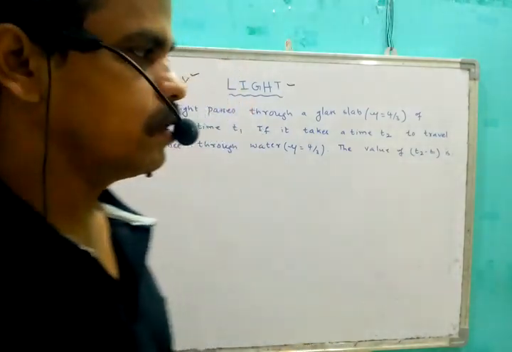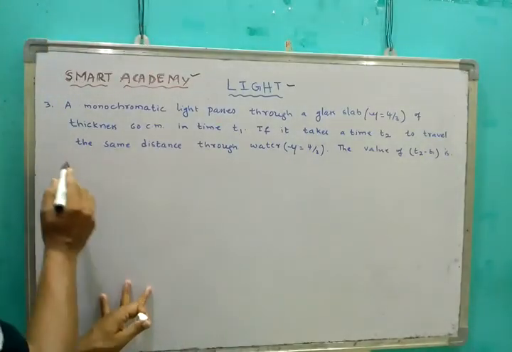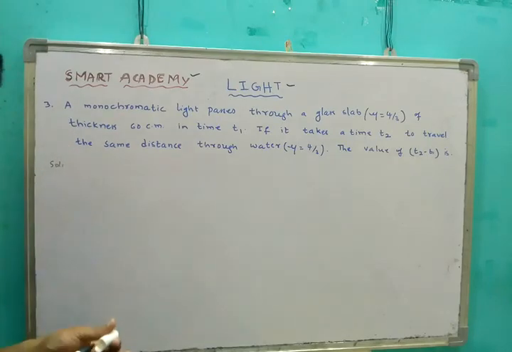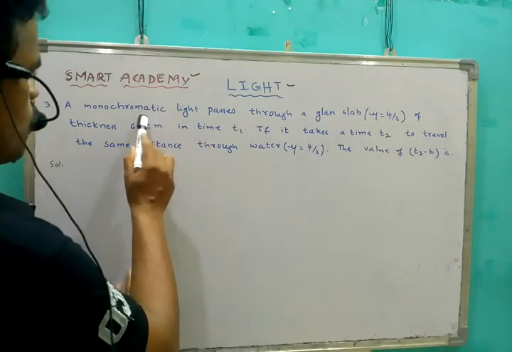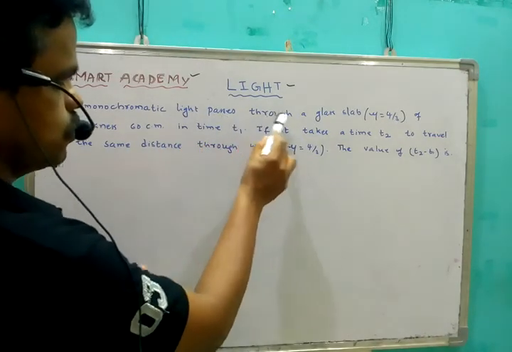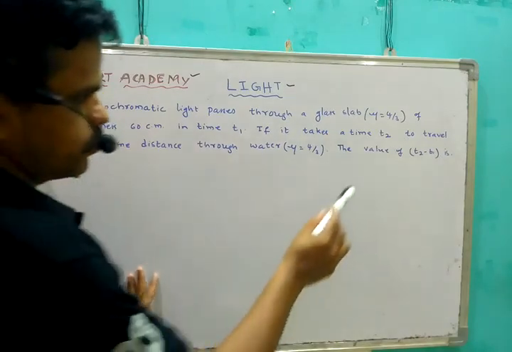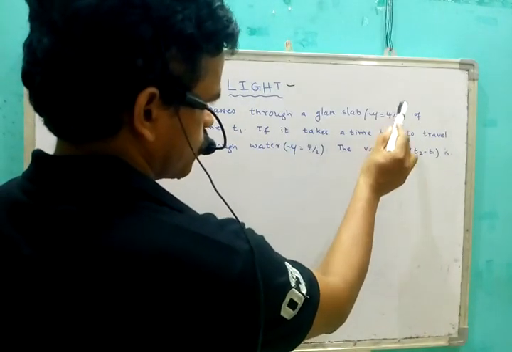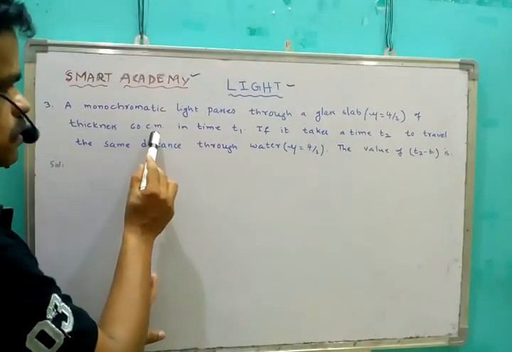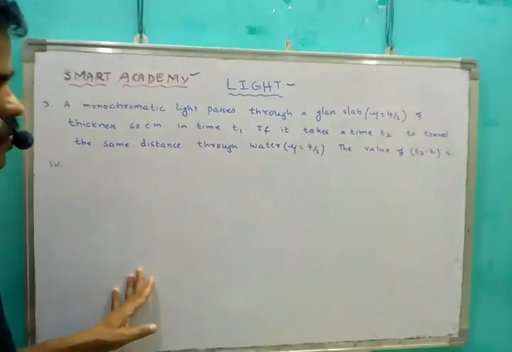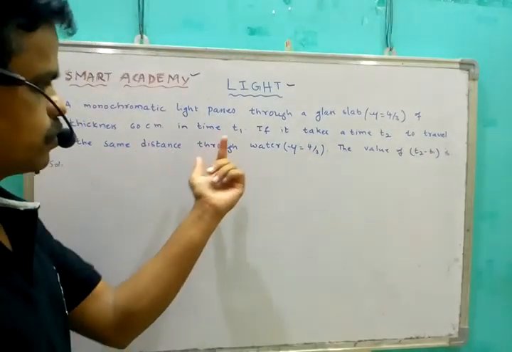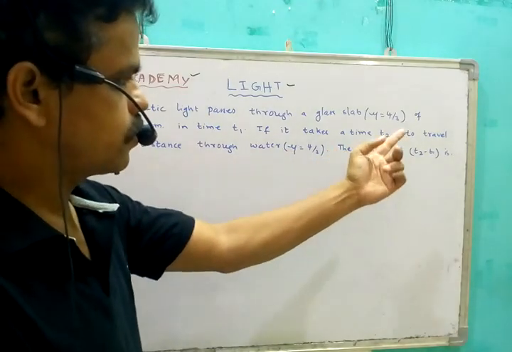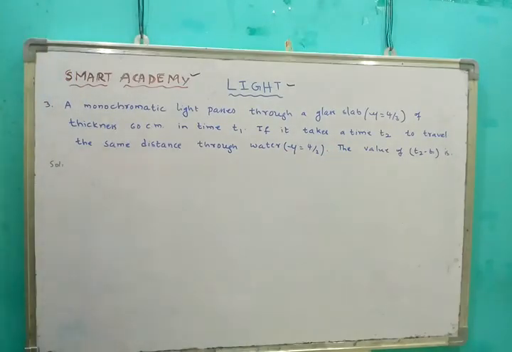So we have one question here. A monochromatic light passes through a glass slab. The refractive index of the glass slab, mu equal to 4 by 3, of thickness 60 centimeter, in time t1. If it takes a time t2 to travel the same distance through water, the value of t2 minus t1 is. So here, let's compare this one.